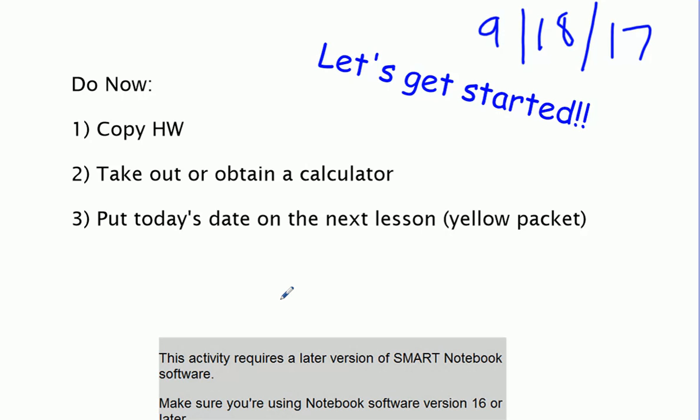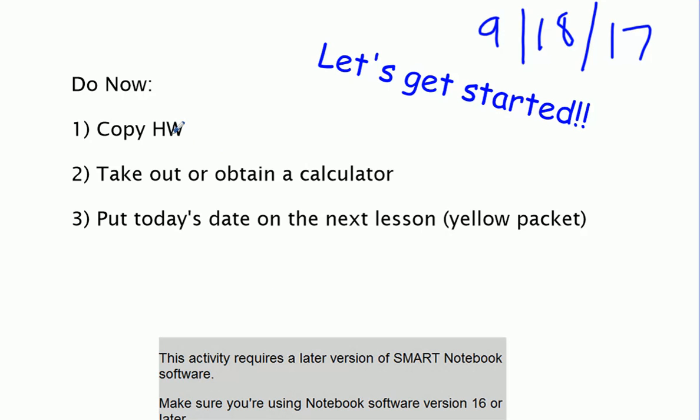But it's really exciting because this is the end of our integer unit. You're going to take a test tomorrow, so really exciting stuff. Make sure you pay really close attention to what we're doing today. And if you have any questions, come see me.